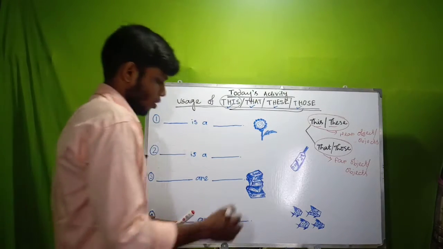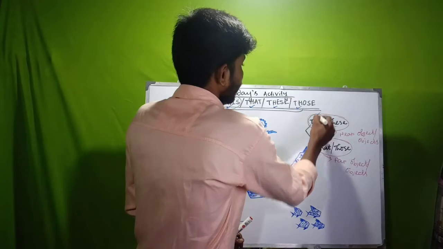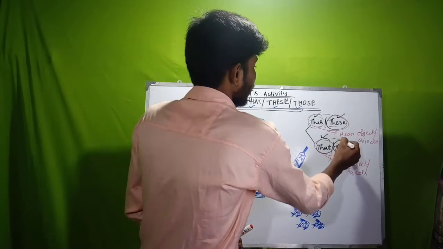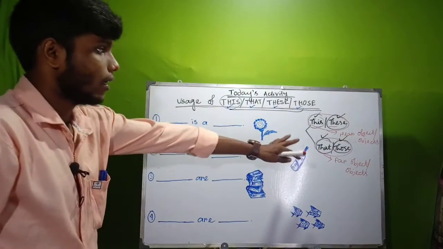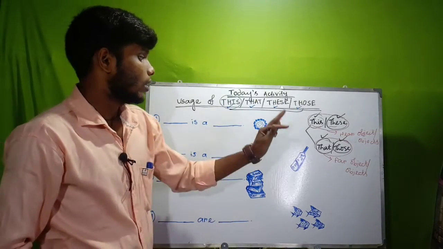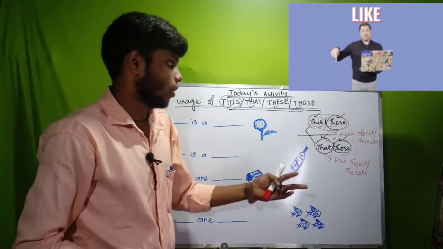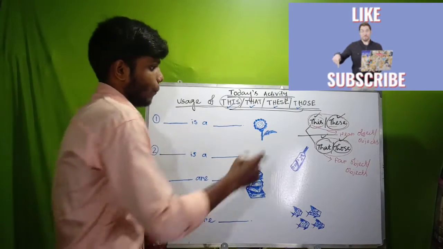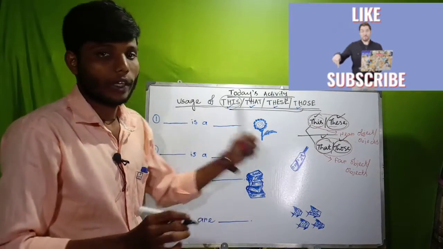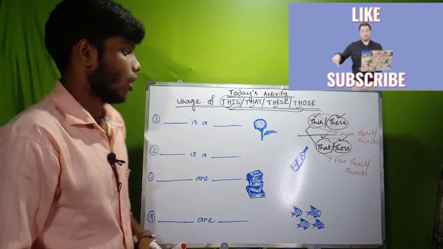Now, when will we put this, when will we put that, when will we put these, when will we put those? These are the four subjects, and the difference between this, that, these, and those I have already clearly clarified through this iconic view. This and these are put down before the near objects; that and those are put down before the far objects.